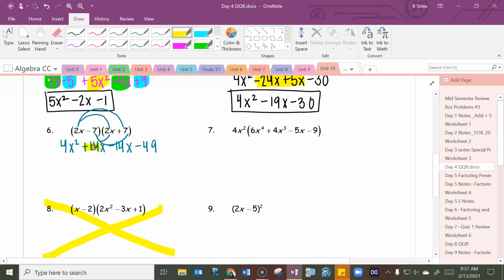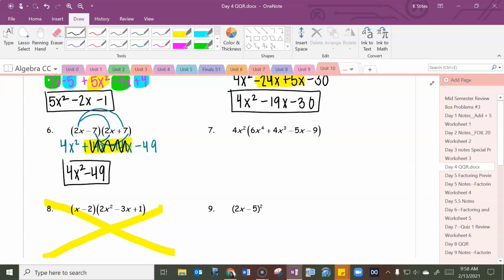What you should notice is that your middle terms are going to cancel when we combine them. 14x minus 14x is 0. So this is just 4x squared minus 49. The shortcut, if you remember, is just doing first and last, and then you don't have to FOIL at all, and you'll get this answer right away.